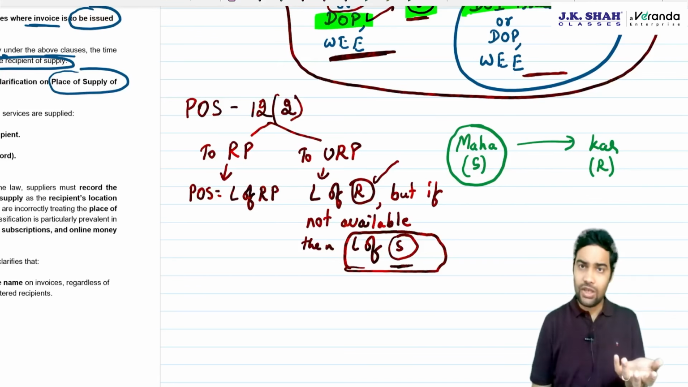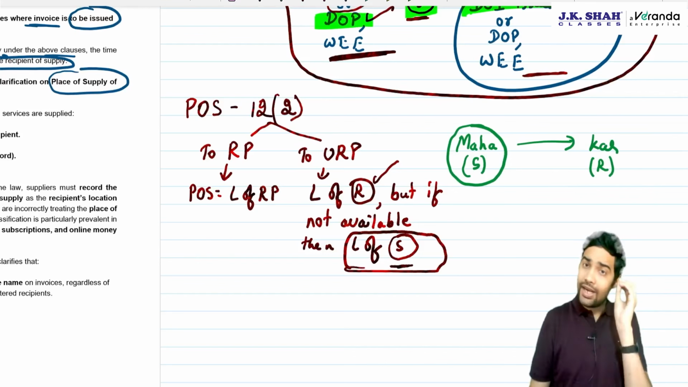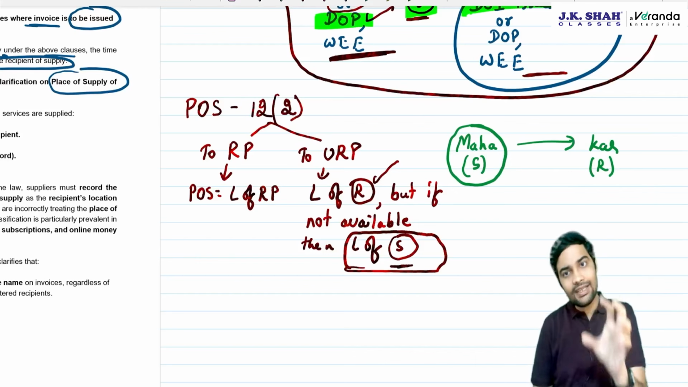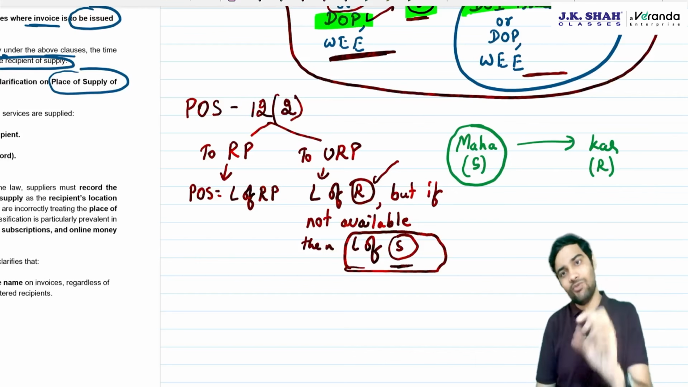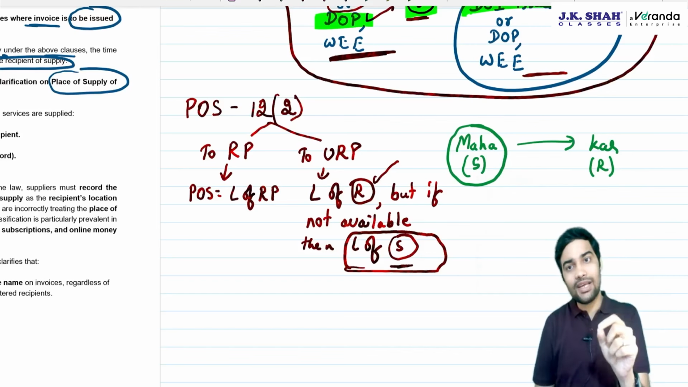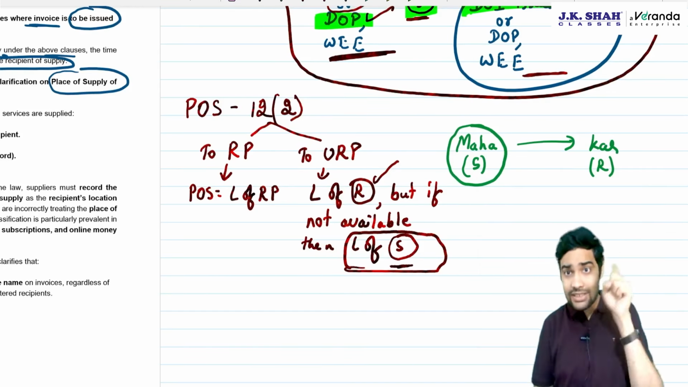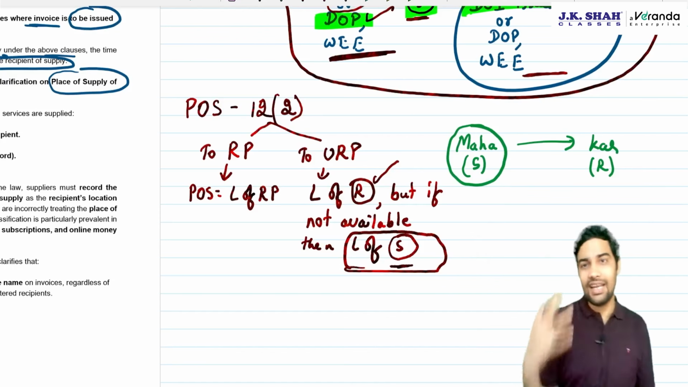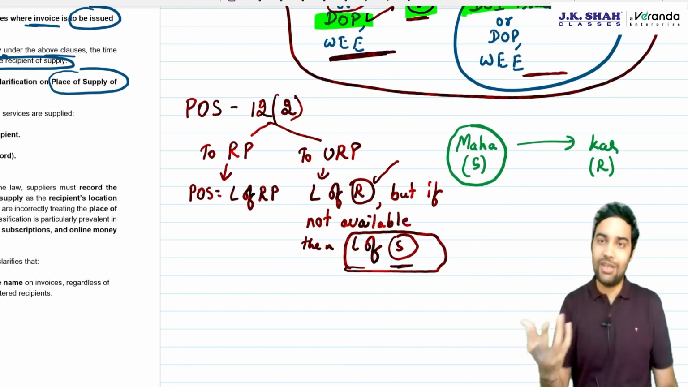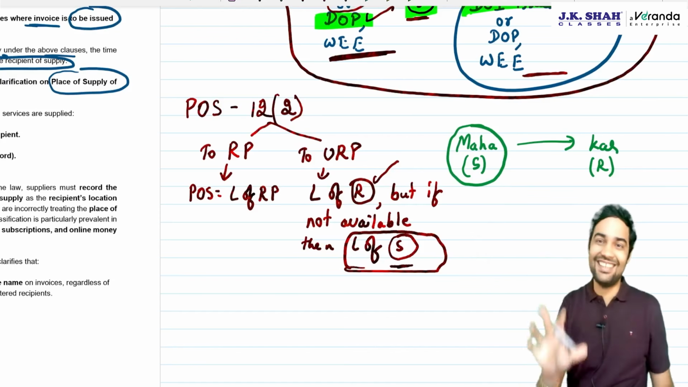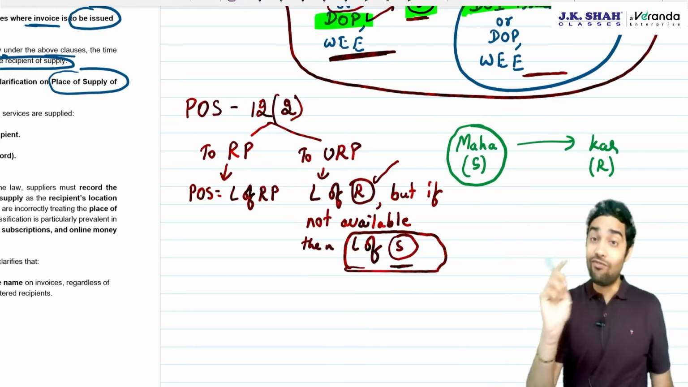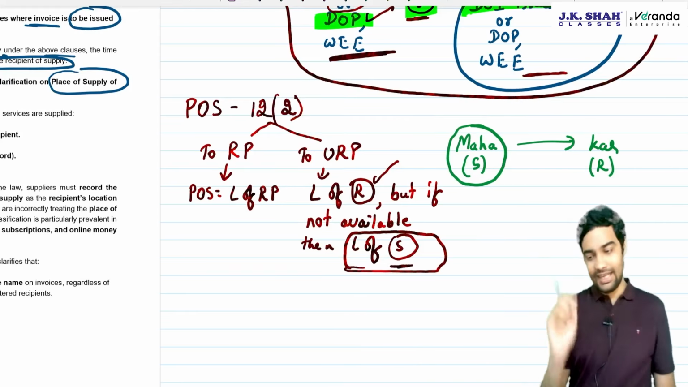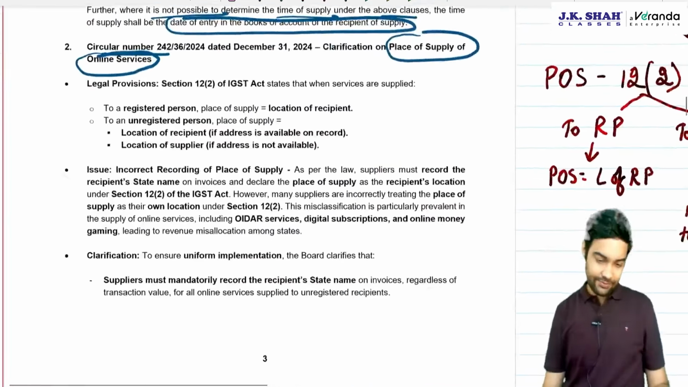Plus, when you see the invoicing chapter, you will find a point that it is mandatory for these people to collect the name of the state. But still, some suppliers were not collecting. That's why CBIC had to issue a circular that please collect the name of the state. I mean, not please, they have to collect the name of the state of the recipient. Let's have a look at the circular.